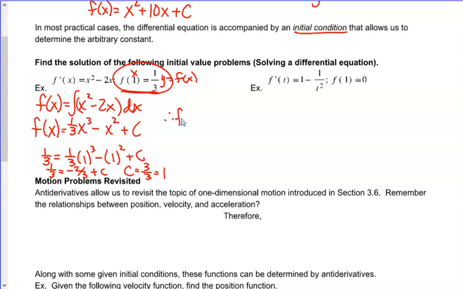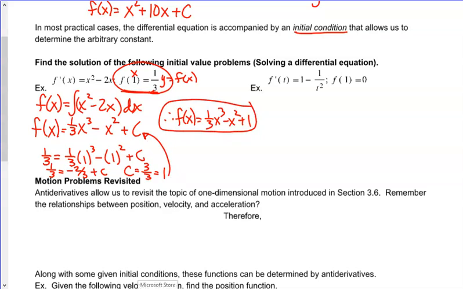Therefore, our final function, f of x equals 1/3 x cubed minus x squared plus 1, is my final answer, because I take that c and I plug it in and simplify for what I have. Okay, very good.